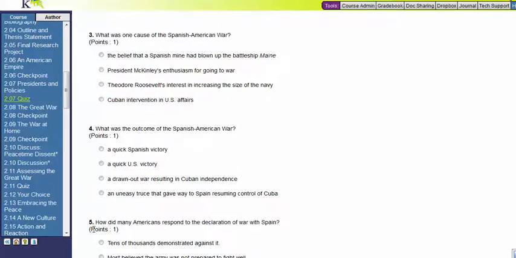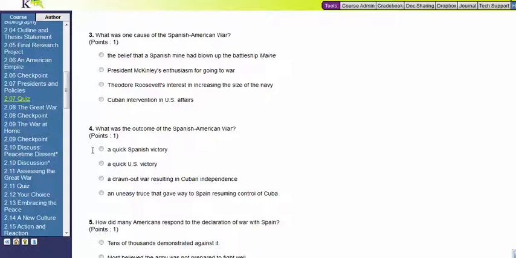Number 3, what was one cause of the Spanish-American War? The belief that a Spanish mine had blown up the battleship Maine, President McKinley's enthusiasm for going to war, Theodore Roosevelt's interest in increasing the size of the Navy, or Cuban intervention in U.S. affairs.